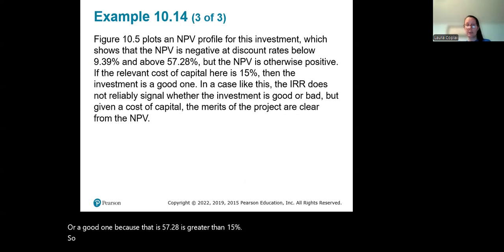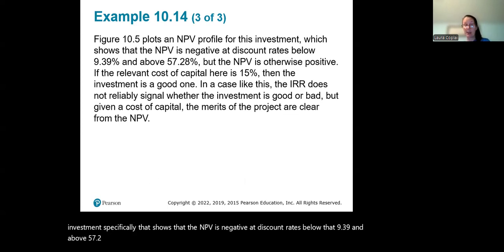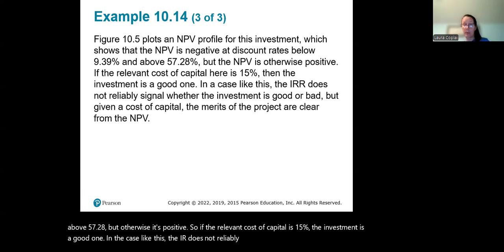So we can take a look at Figure 10.5. It's an NPV profile for this investment specifically that shows that the NPV is negative at discount rates below 9.39% and above 57.28%, but otherwise it's positive. So if the relevant cost of capital is 15%, the investment is a good one. In a case like this, the IRR does not reliably signal whether it's a good or a bad investment. But given the cost of capital, the merits of the project are clear from the NPV.